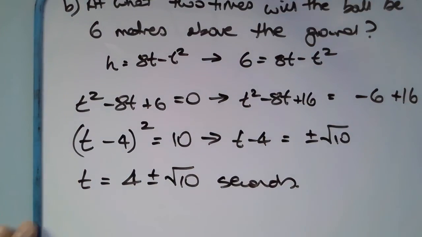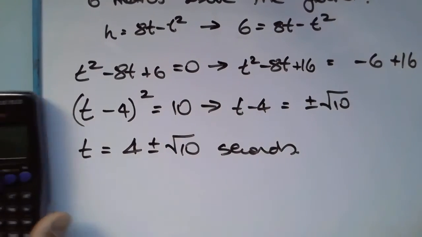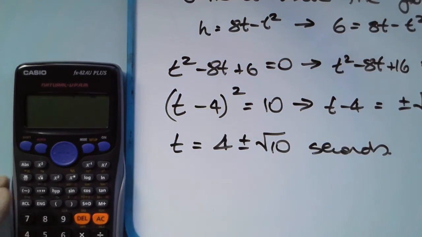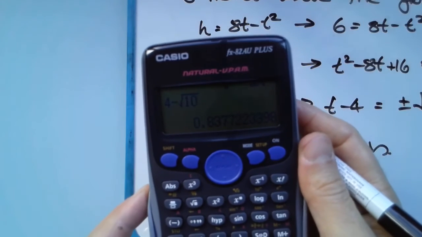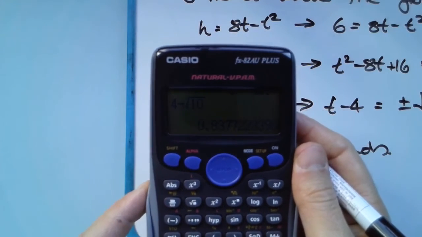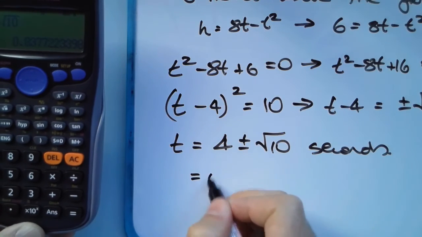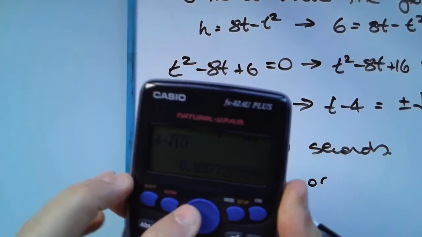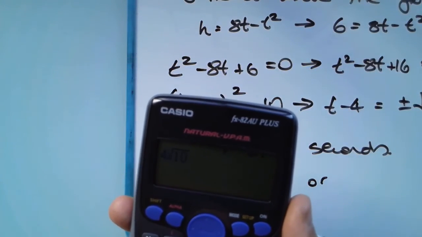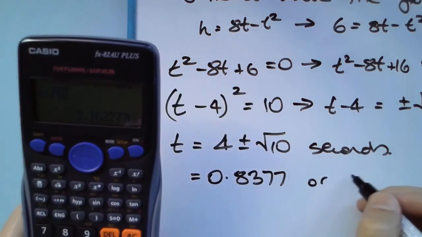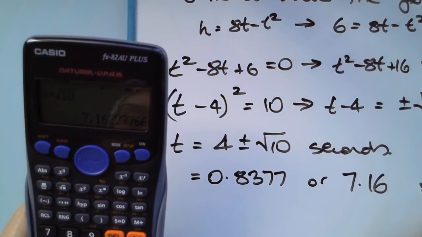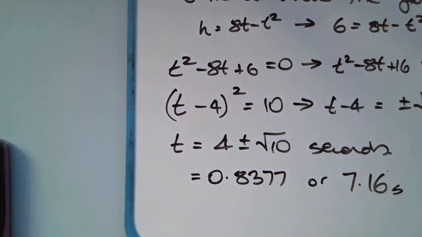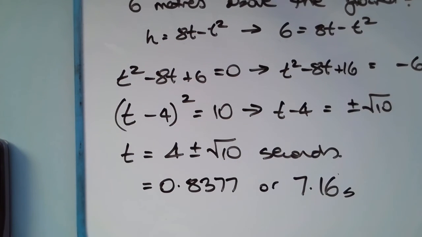Now if we separate those two answers out, we have 4 minus root 10, which is 0.8377, or we have 4 plus root 10, which is 7.16 seconds. This first one would be on the way up, and 7.16 seconds would be on the way down, and that would make some sense too.